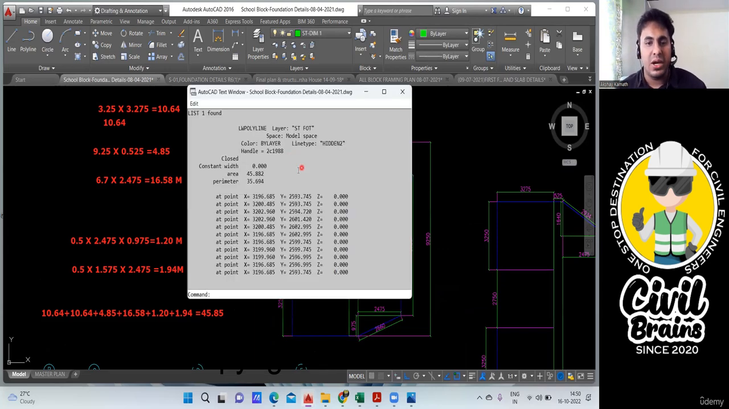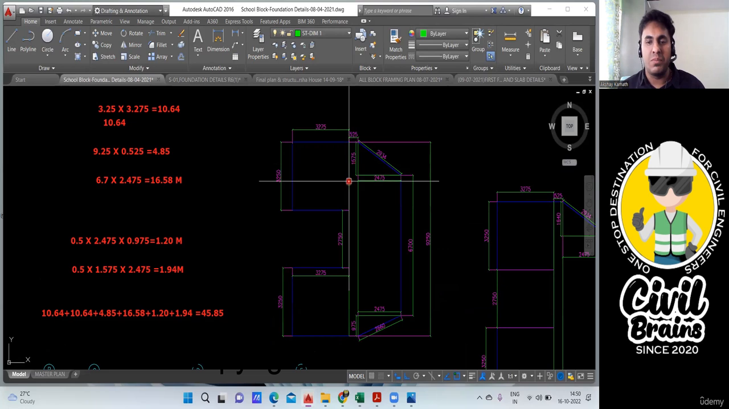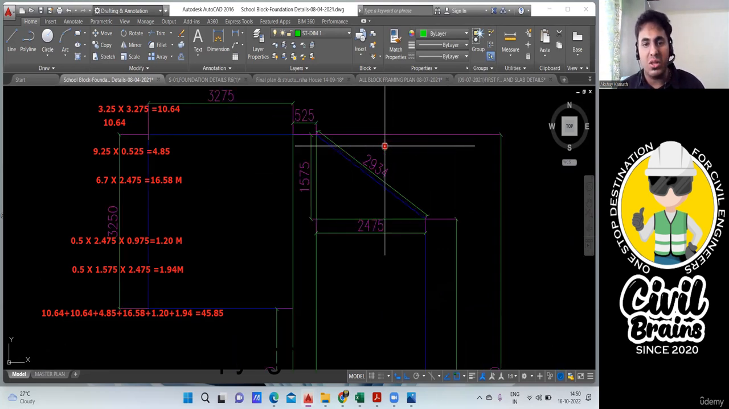LIST. And you see how much I got? 45.882. I'm getting 45.85. Almost same. No problem. Okay. Now come to the perimeter. So what is this perimeter? Perimeter in the sense you have to add all the sides now.